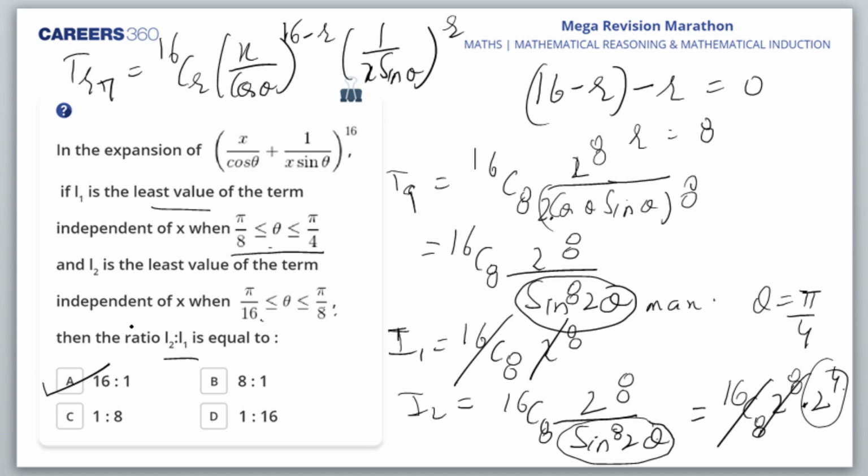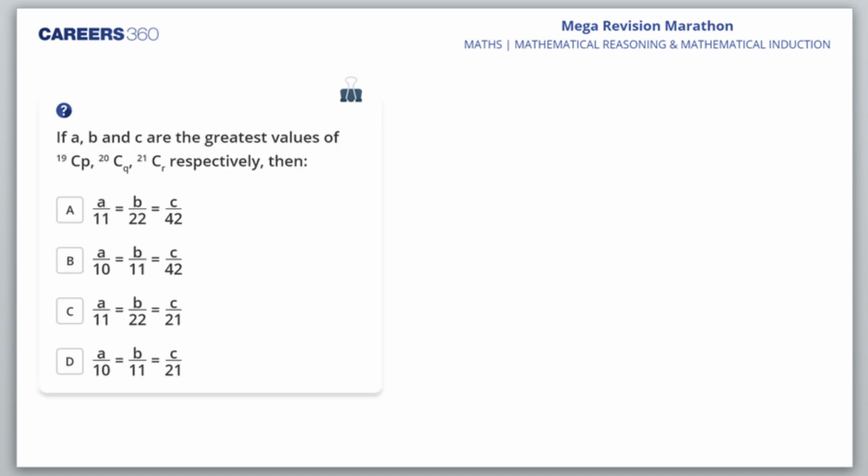Hello, students. Are you all ready? So, we get A, B, C are the greatest values of 19CP, 20CQ and 21CR. Then A is to B is to C. Okay. Snigdha, what do you want me to explain? Tell me.